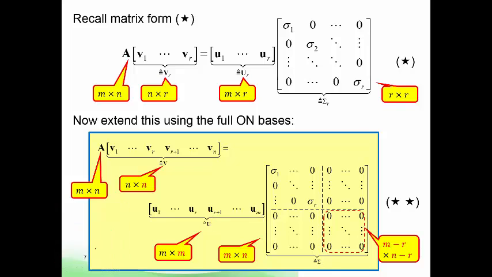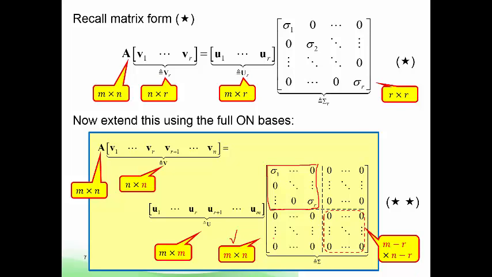Come on, there we go. And then look very carefully at this last matrix over on the right. It's a little deceptive. So what I'm going to do is, this was originally a square matrix here. This was R by R. And I ultimately need to end up with an M by N matrix there.